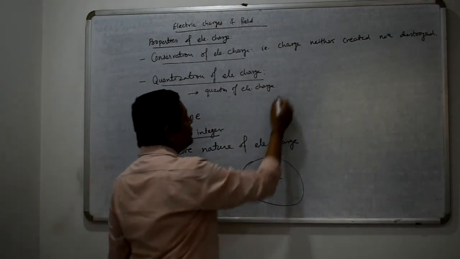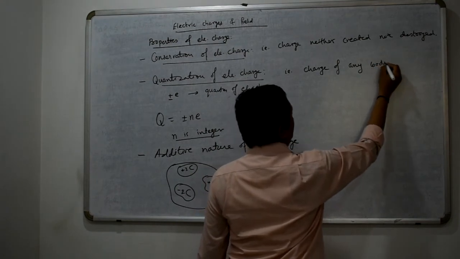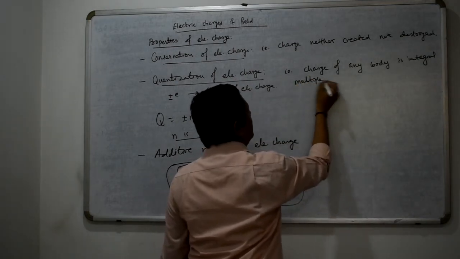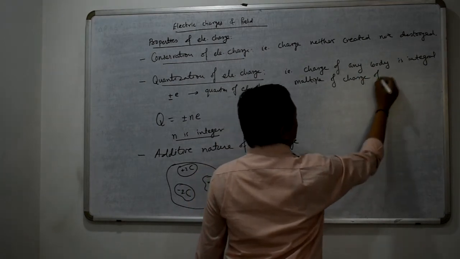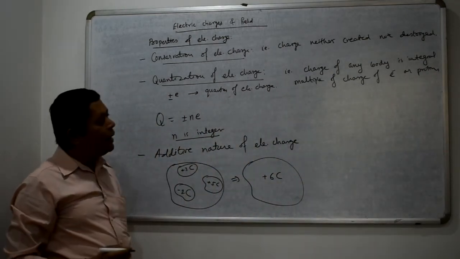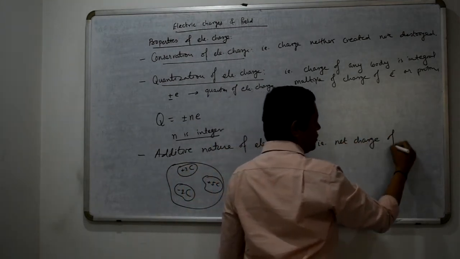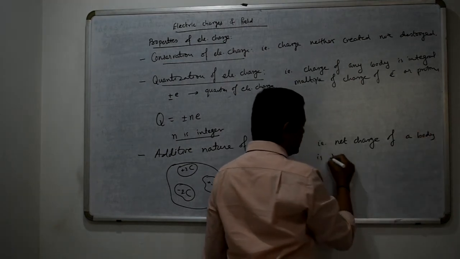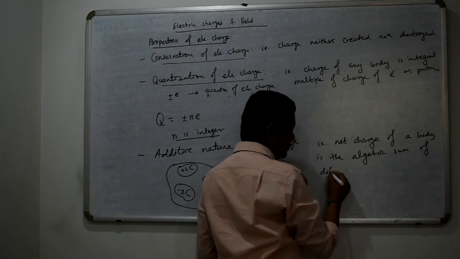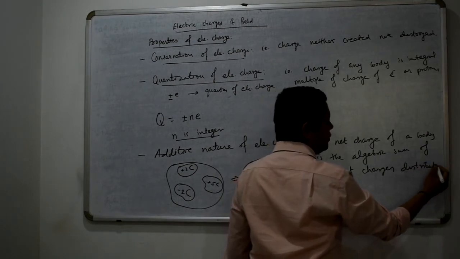Quantization of electric charge means the charge of any body is an integral multiple of the charge of an electron or proton. And additive nature, that is, the net charge of a body is the algebraic sum of different charges distributed over it.